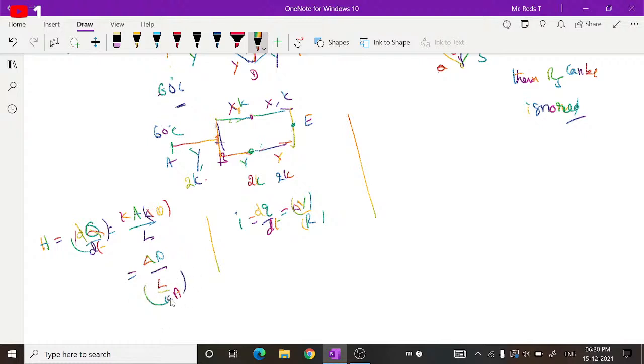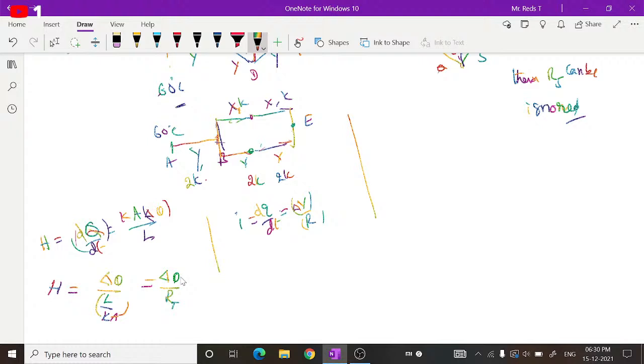This is called thermal resistance. Let me write it a little more clearly. This we have to write as H is equal to delta theta by L by Ka. This part we will take as delta theta by thermal resistance, TR.